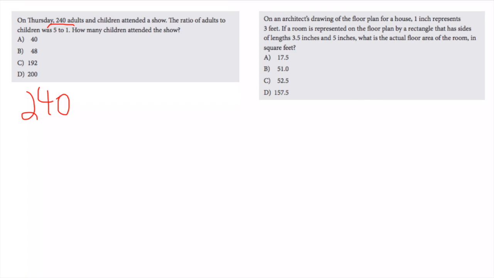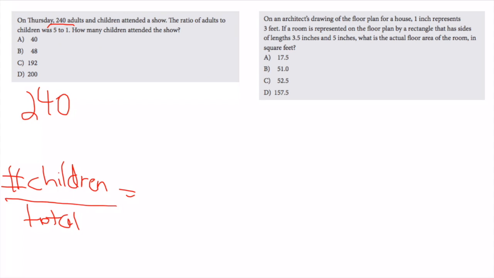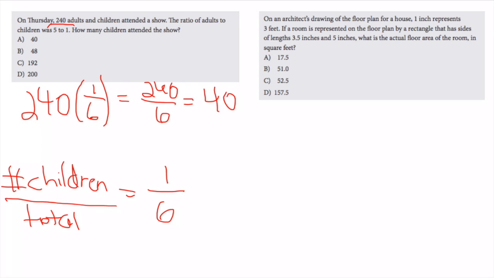Okay, so I either need to know what percentage of people were children, or represent that as a fraction. Okay, so here, if I were to get a fraction of children, I'd want the number of children divided by the total number of people. Okay, and we would have 1, so 1 child for every 6 people. Okay, so all we do now is just multiply this by 1/6. Which would just give us 240/6, which is 40. Okay.